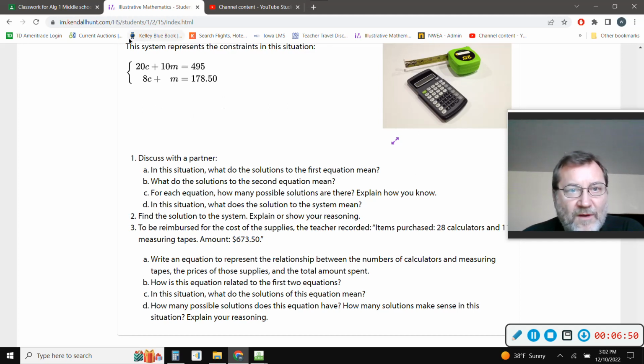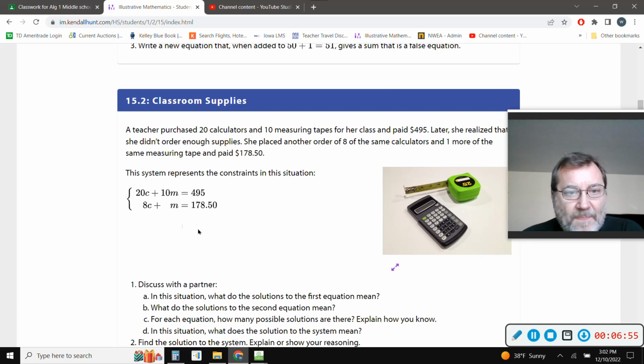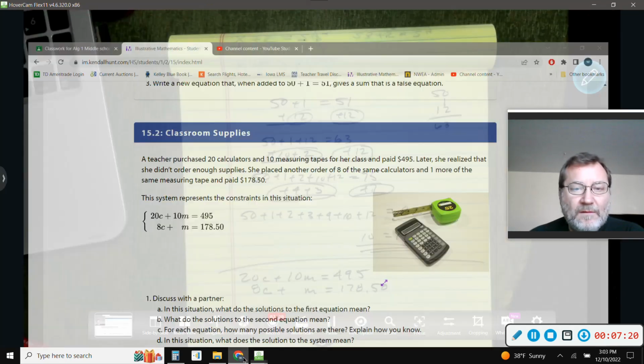We're going to go ahead and solve this and figure out what the cost of the calculators and the measuring tapes are. All right. So let's go ahead and start by writing those equations down. So let's see. I got 20C plus 10M equals 495, and then I got 8C plus M equals 178.50. All right.